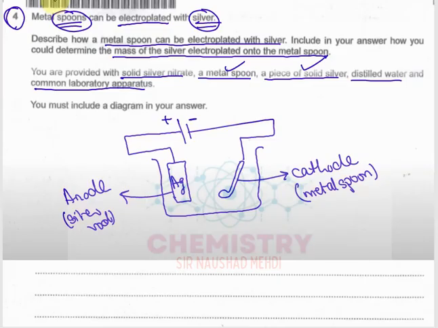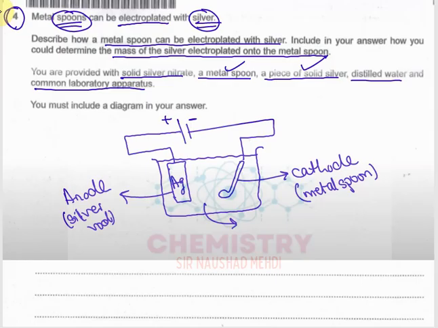These two, anode and cathode, must be dipped inside some electrolyte. So what would be the electrolyte? The electrolyte is always taken as an aqueous solution of the salt of the anode metal. Whatever metal is present at the anode, you have to take the salt solution of that metal. For example, right now silver is present, so you have to take the salt solution of silver as an electrolyte.